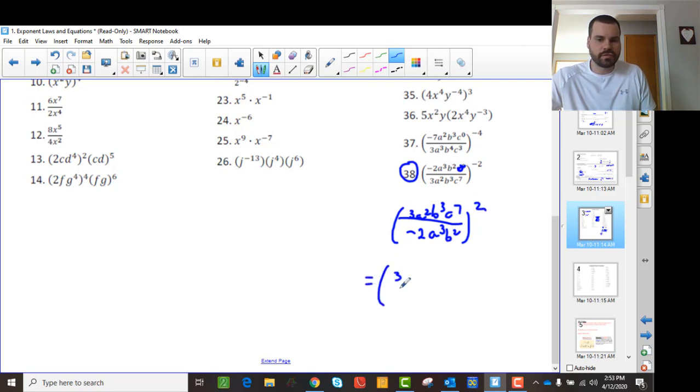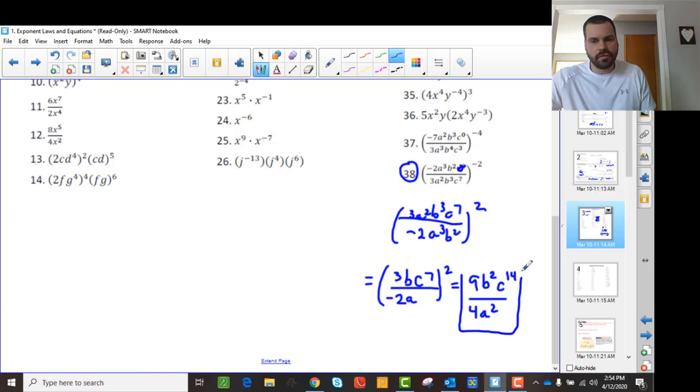The 3 over minus 2, those are not going to reduce. A squared over a cubed is going to leave me with an a on the bottom. B cubed over b squared is going to leave me with a b on the top, 3 minus 2. And then c to the 7th just stays on the top. And then I'm going to square the whole thing. So 3 squared becomes 9, b squared, and then c to the 14th, divided by minus 2 squared, which is 4 times a squared. And that is my final answer.